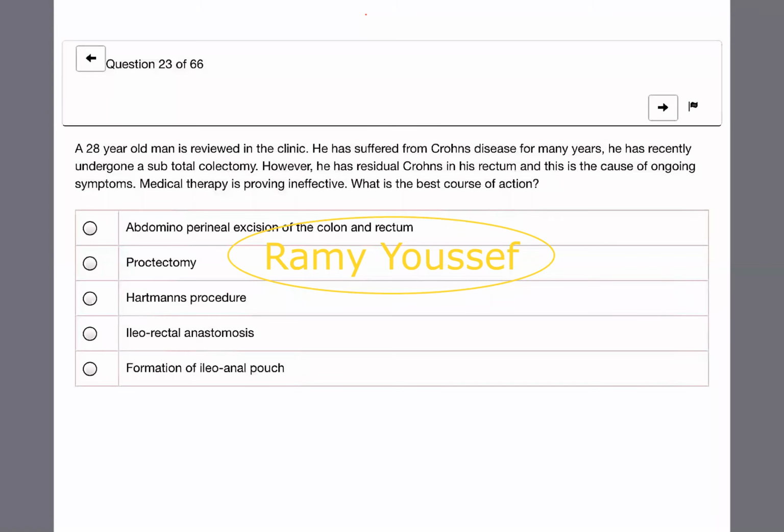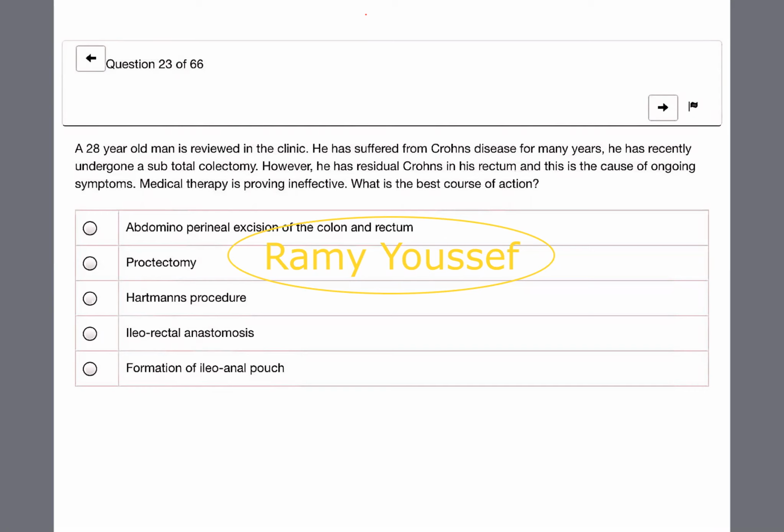A 28-year-old man is reviewed in the clinic. He has suffered from Crohn's disease for many years. He has recently undergone subtotal colectomy. However, he has residual Crohn's disease in the rectum, and this is the cause of ongoing symptoms. Medical therapy is ineffective. What is the best course of action? Abdominoperineal excision of the colon and rectum, proctectomy, Hartmann procedure, ileorectal anastomosis, formation of ileoanal pouch.